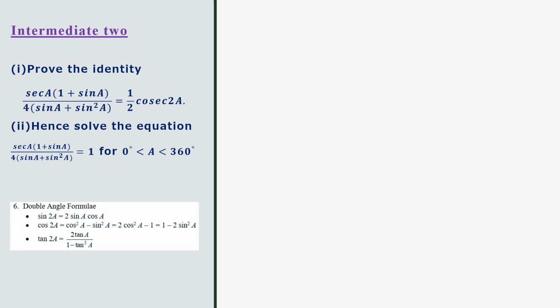In this case, we'll be using the double angle formulae. How do you know that we'll be using the double angle formulae? Because what we have here is cosecant 2A, and 2A is a double angle. So with that, I've shown you the double angle formulae. Let's start with the left hand side.